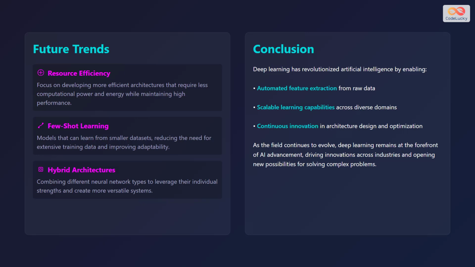In conclusion, deep learning has revolutionized artificial intelligence by enabling automated feature extraction from raw data, scalable learning capabilities across diverse domains, and continuous innovation in architecture design and optimization. As the field continues to evolve, deep learning remains at the forefront of artificial intelligence advancement, driving innovations across industries and opening new possibilities for solving complex problems.